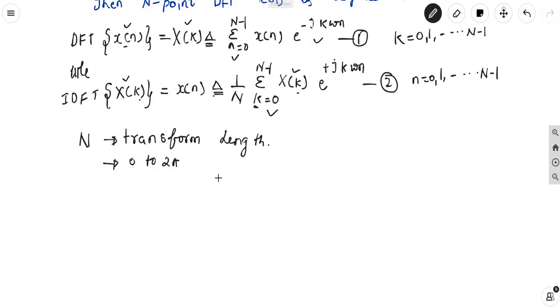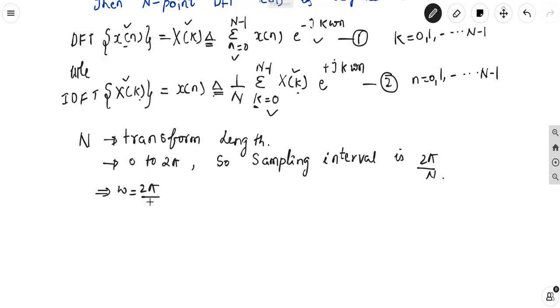So the sampling interval will be equal to how much? It is 2 pi by N. I have already explained this in my last video. So that's why, what will be the value of omega? Omega will be equal to 2 pi by N.